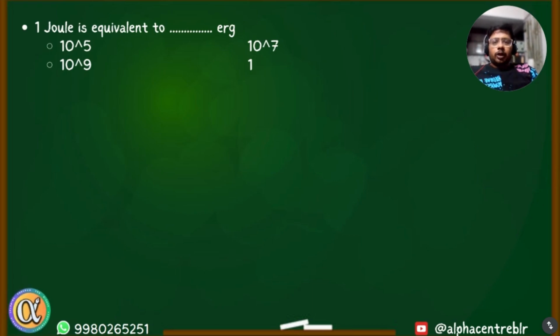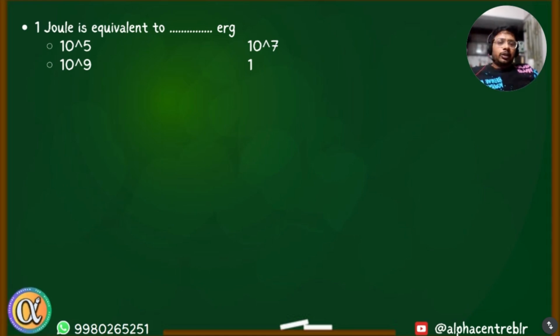One joule is equivalent to how many erg? 10 to the power 7. 10 to the power 7 erg, yes, correct. So see the arrow mark I have put here, that is basically because I am not able to write 10 to the power 7. So that means a joule is 10 to the power 7 erg. I did the derivation in the last class. So please remember this is 10 to the power 7 erg.